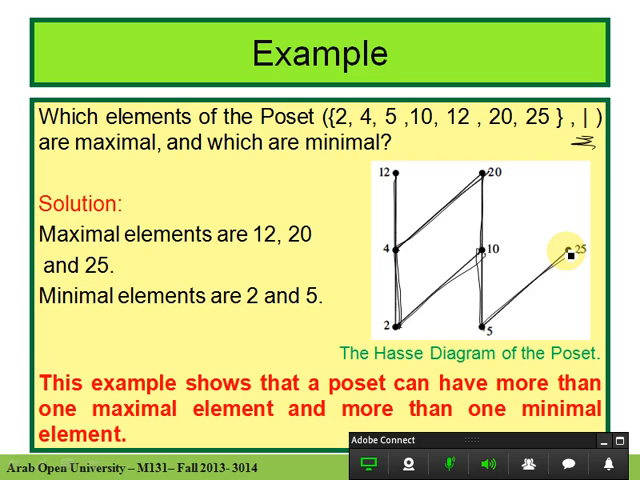Now here, what are the maximal elements in this one? The maximal elements over here are the topmost elements: 12, 20, and 25. So 12 is for 2 and 4, 20 is for 5 and 2, and 25 is for 5. Then the minimal elements are the minimum ones, which are the divisors 2 and 5.